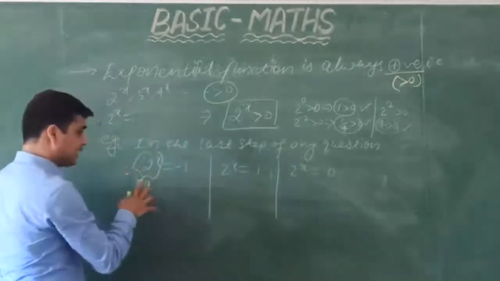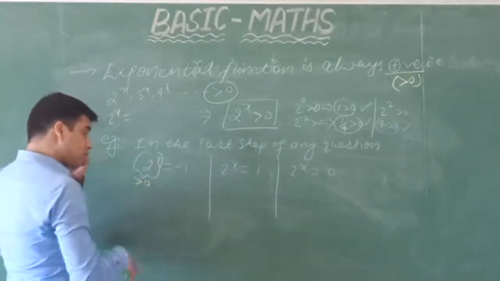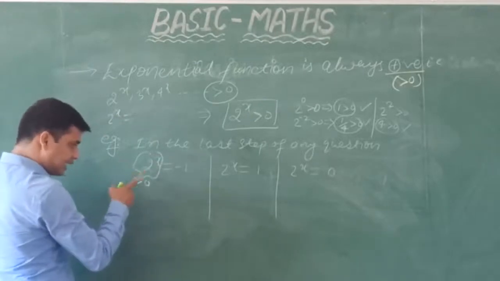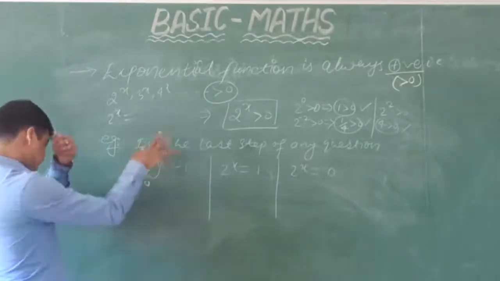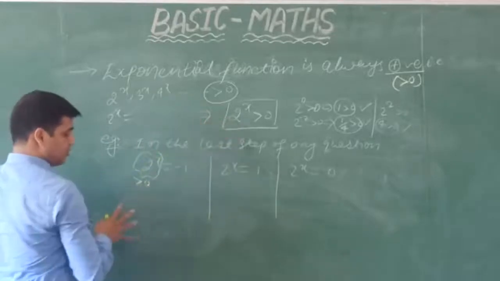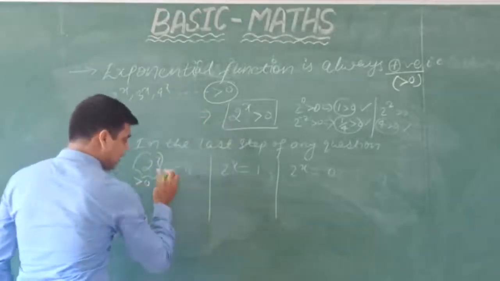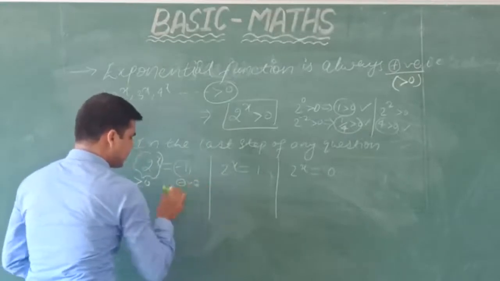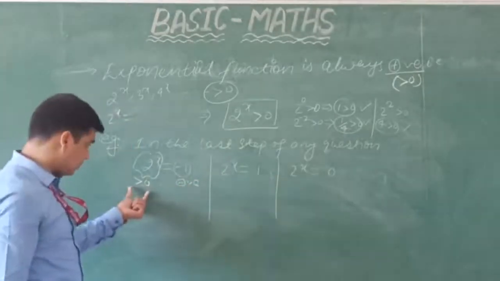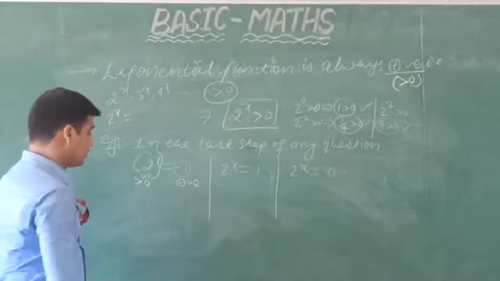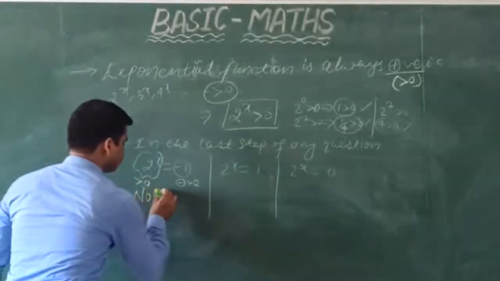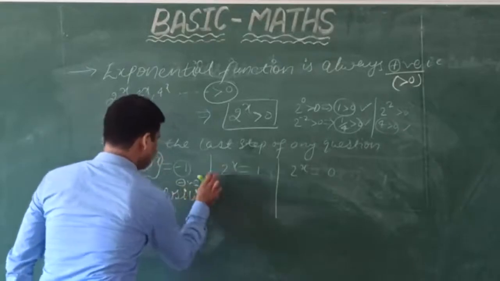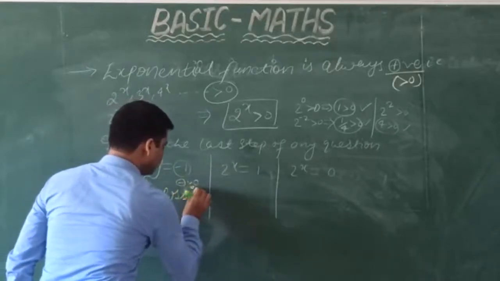question, suppose we get 2 raised to the power x equals minus 1. So what will be the value? See this, this one is LHS, and LHS is greater than 0, meaning positive, because exponential function is always positive. And this one, RHS, is a negative number. So this LHS is positive and RHS is negative. Not possible. Why not possible? LHS and RHS are not satisfying. This one is not possible.